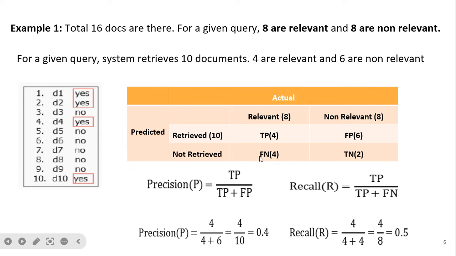For calculation of precision and recall, we require only these three values, TP, FP and FN. Precision is TP divided by TP plus FP, and recall is TP divided by TP plus FN. So we can easily calculate. This calculation is very easy, it is a simple formula. Only important is to understand the problem and to fill this table. After that, precision and recall are very easy. We can calculate like this: 4 divided by 4 plus 6 and 4 divided by 4 plus 4.